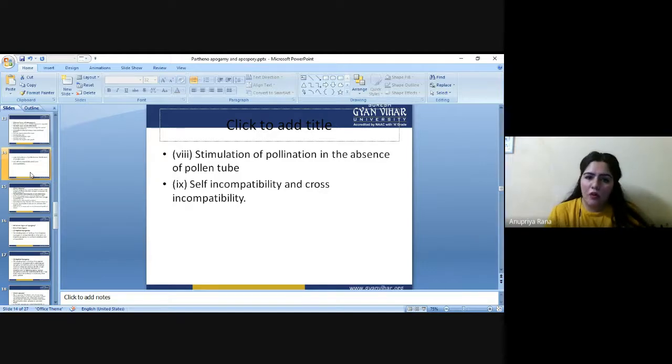Self-incompatibility or cross-incompatibility. Plants reproduce by two methods, self-pollination or cross-pollination. If they are incapable of transferring the pollen, in that case also parthenogenesis happens. So there are several causes, like nine causes, which can let parthenogenesis happen inside a plant body.